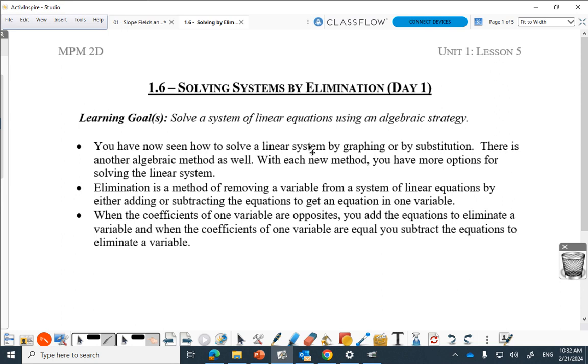Elimination is a method for removing a variable from a system of linear equations by either adding or subtracting the equations to get an equation in one variable. When the coefficients of one variable are opposites, you add the equations to eliminate a variable. And when the coefficients of one variable are equal, you should subtract the equations.